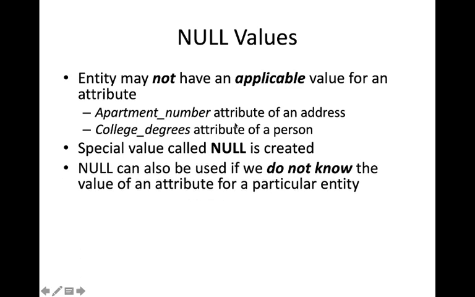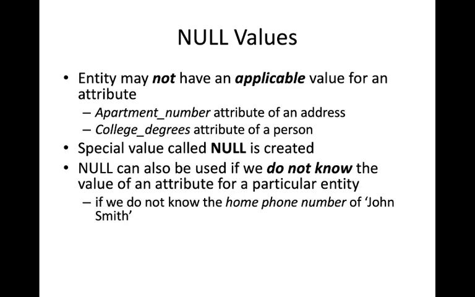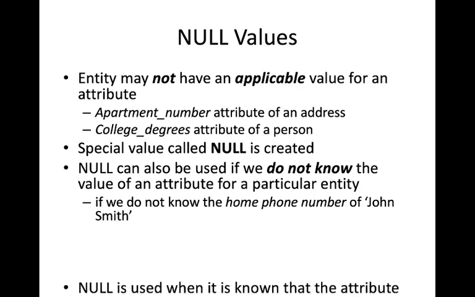So a special value called null will be given in such cases. Then in some other cases, null can also be used if we do not know the value of an attribute for a particular entity. The value might exist, but we may not be aware of it. For that also we can give a null value. For example, if we do not know the home phone number of a particular employee, John Smith, and his home phone number is not available, then we can simply give a null value. It may exist, but we are not aware of that number.